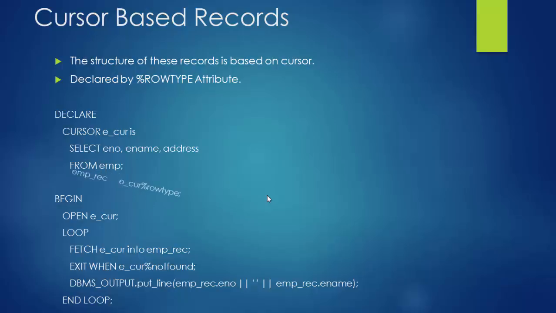In the begin section we have opened the cursor, but before that we have first declared a record variable again, emp_rec, which is based on the structure of the cursor, like e_cur%ROWTYPE. This particular syntax will be used to declare a record which is based on a cursor. Then in the begin section the cursor is being opened and finally we are fetching the records of the cursor into the employee variable. Then finally each value is printed in the DBMS_OUTPUT section.